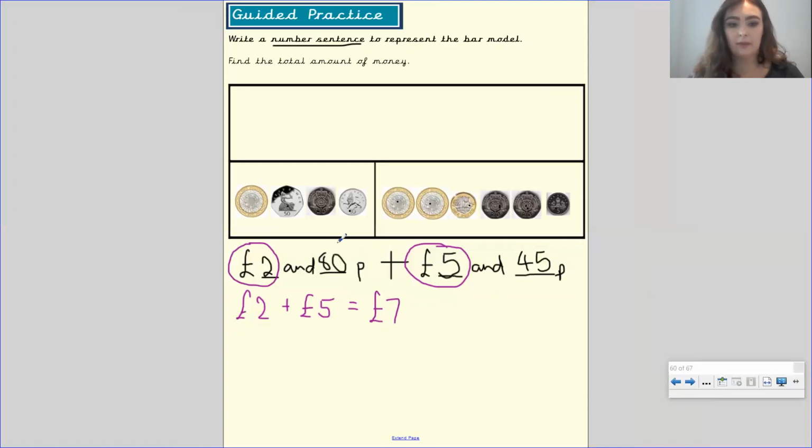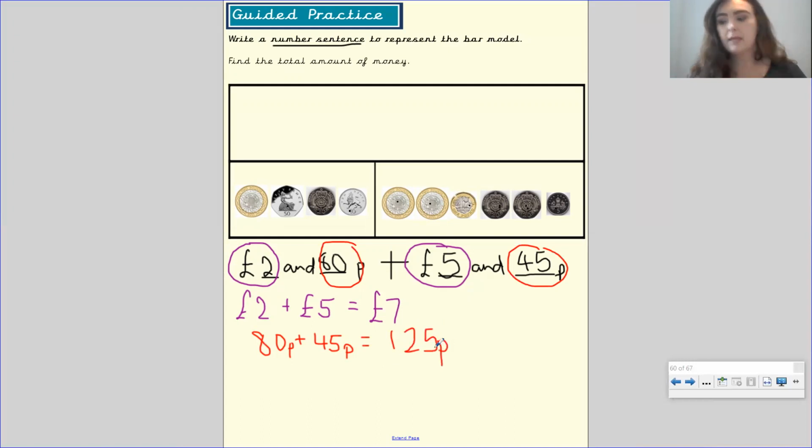Now we're going to add together the pence. So we've got 80 pence, add 45 pence. Pence, can't forget the pence. Can you please have a go at working that out on your whiteboard? Pause the video to add them together. 80 pence, add 45 pence. Well done if you got 125 pence.